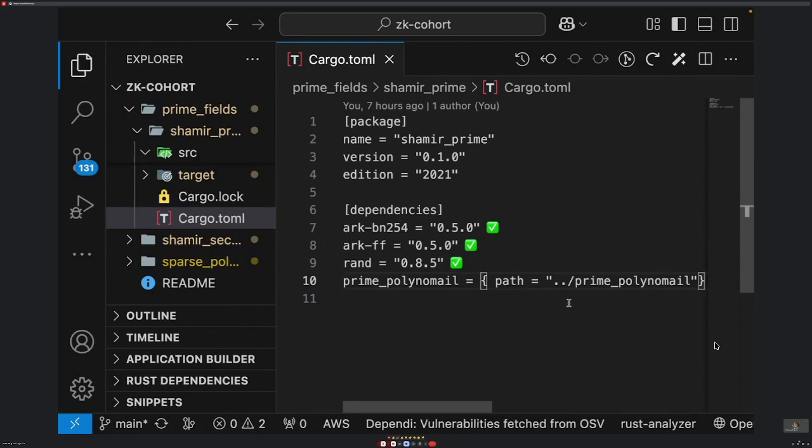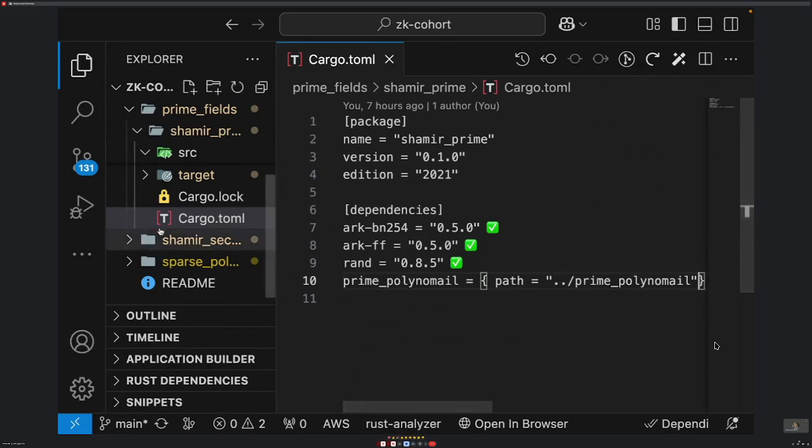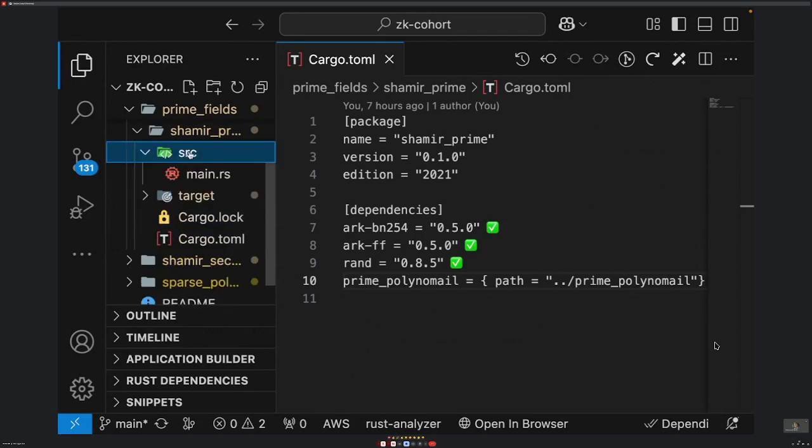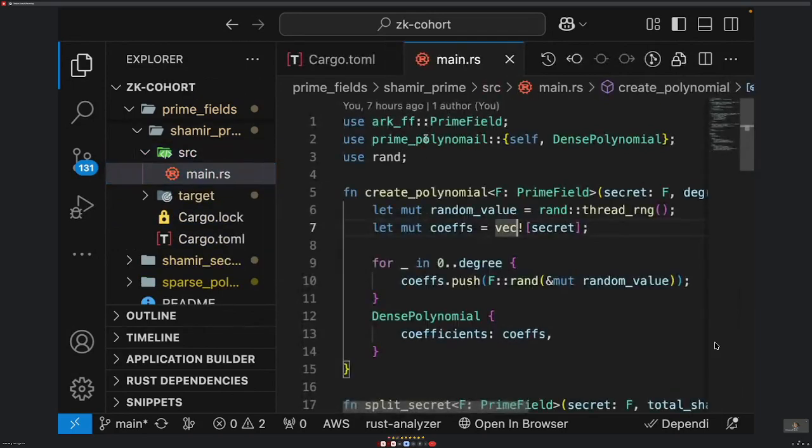Sorry, I created a package called prime polynomial. So you understand? This is it, prime polynomial. If you see me, I imported it here. So let me just show you.